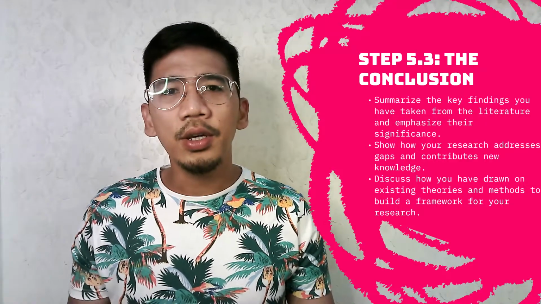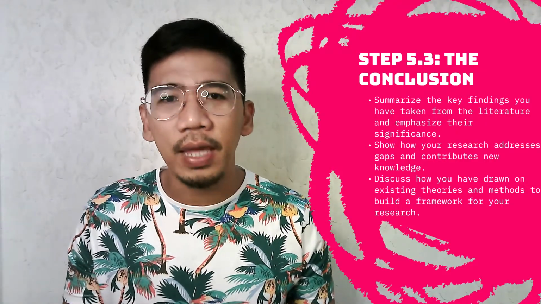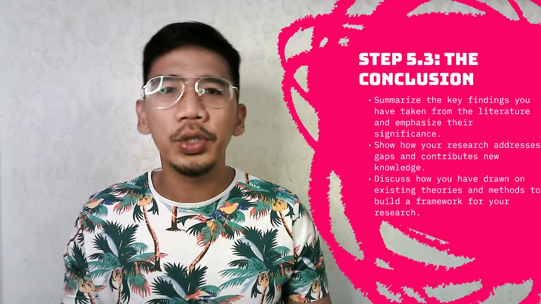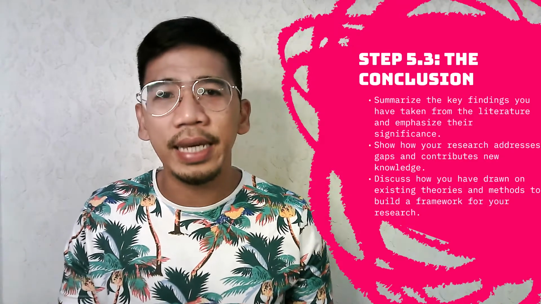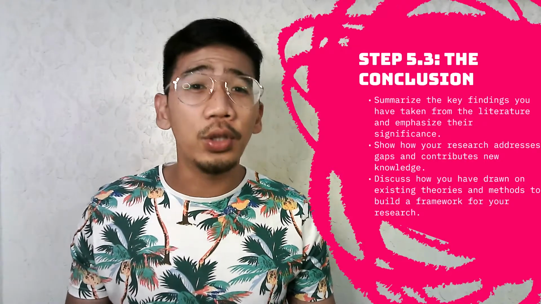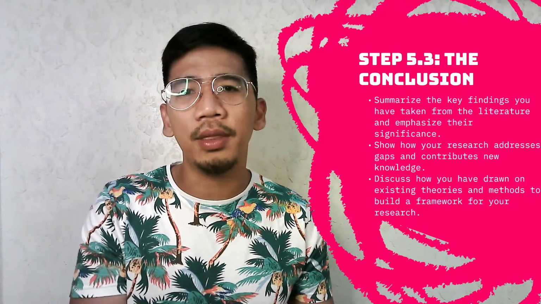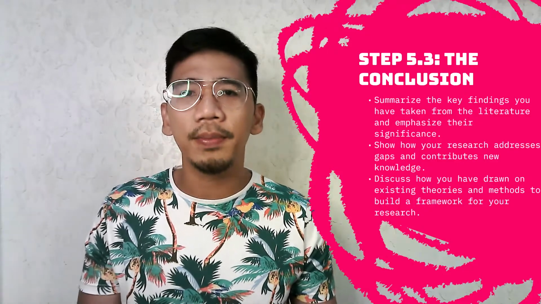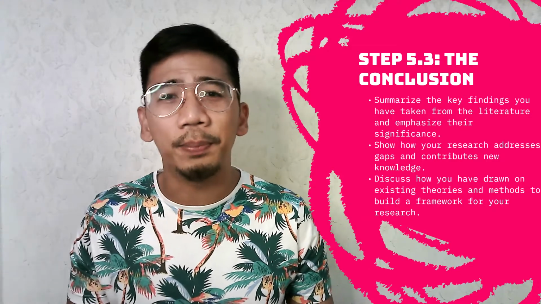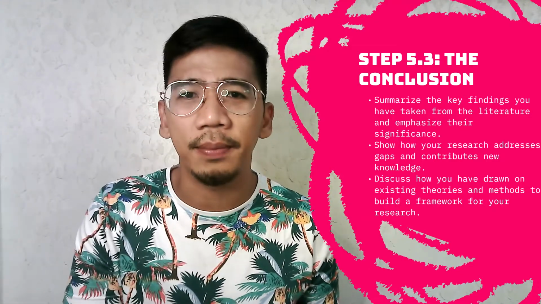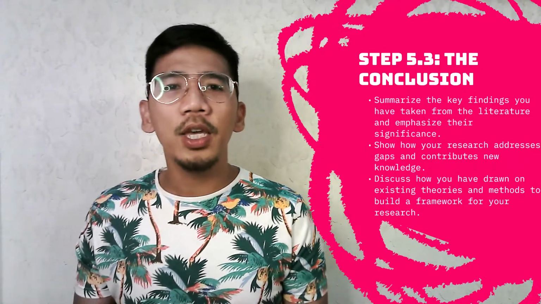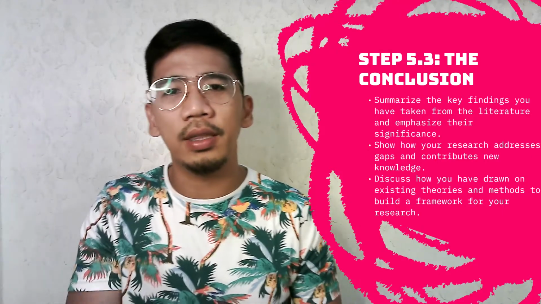In this section, you should summarize the key findings you have taken from the literature and emphasize their significance. You need to show how your research addresses gaps and contributes new knowledge, or discuss how you have drawn on existing theories and methods to build a framework for your research. When you've finished writing and revising your literature review, don't forget to proofread thoroughly before submitting. Once you complete these steps, you will have a complete draft of your literature review.